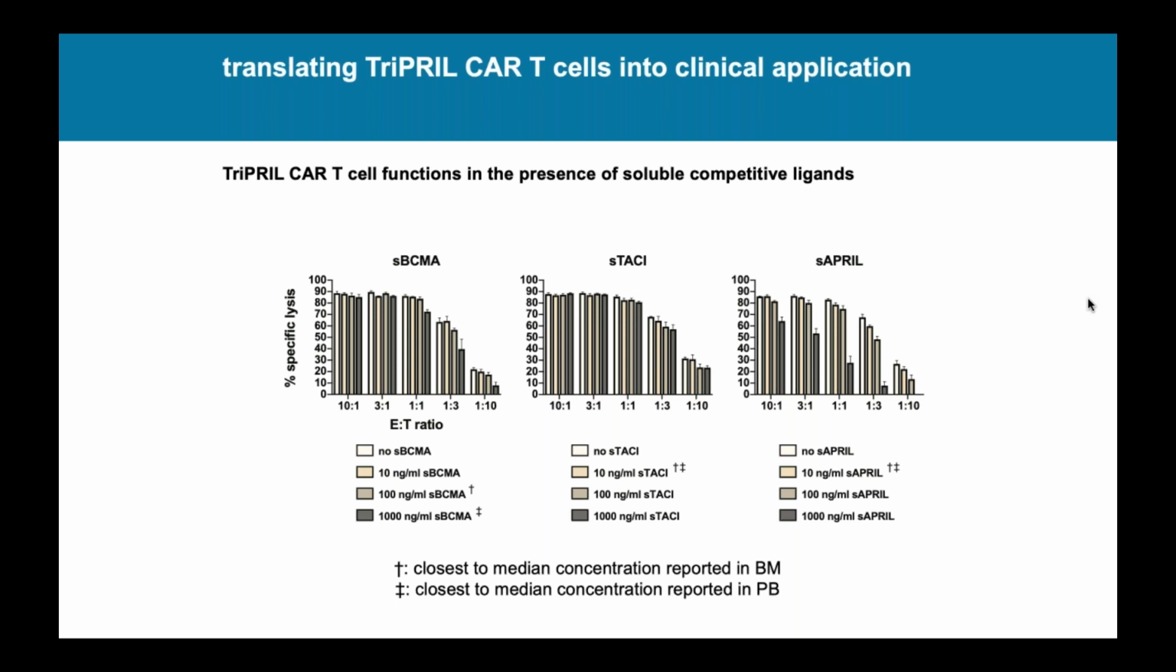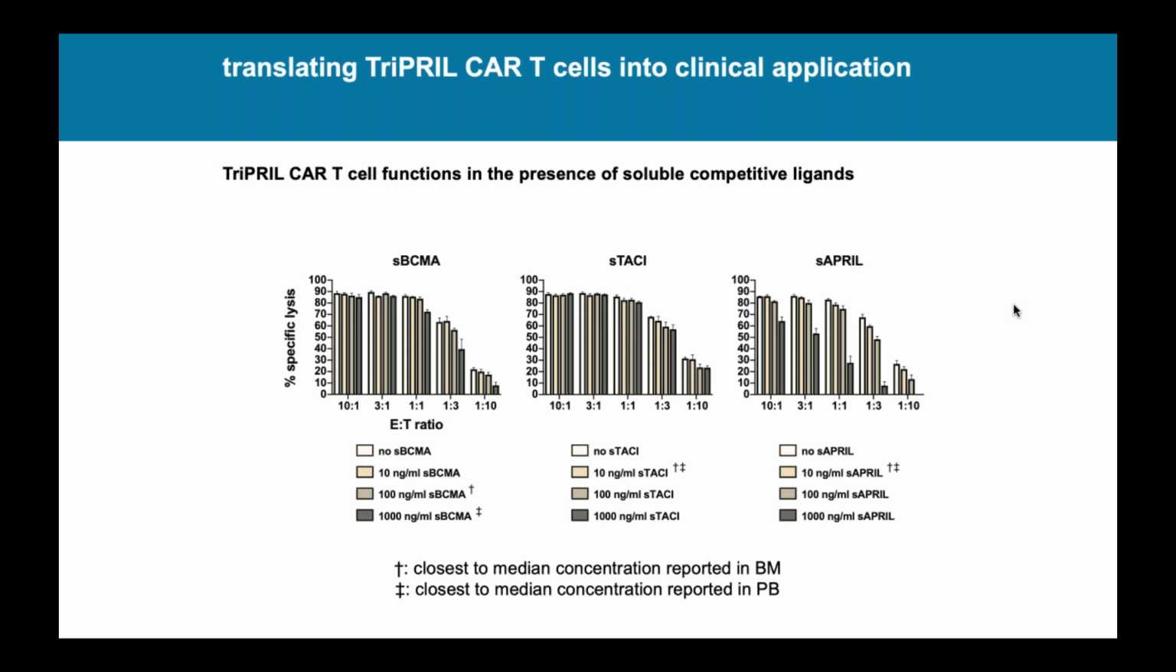To do so, we set up an experiment where we co-cultured triple CAR Ts with multiple myeloma target cells and added in soluble competitive ligands at a range of different concentrations. And what we found is that at the highest concentrations of soluble BCMA and soluble APRIL, the cytotoxicity of TRIPRIL was reduced at the lowest effector to target ratios tested. Interestingly, high levels of TACI did not reduce the toxicity of TRIPRIL CAR Ts.